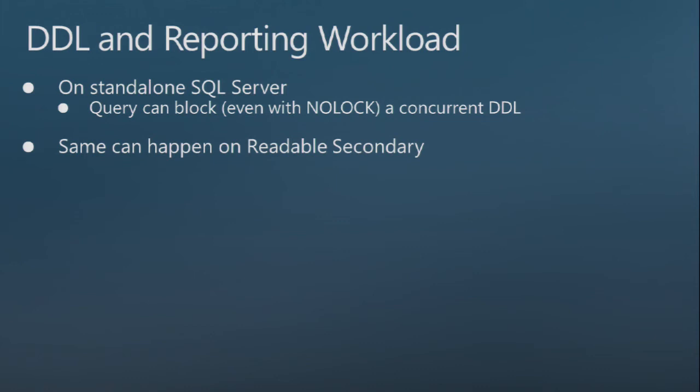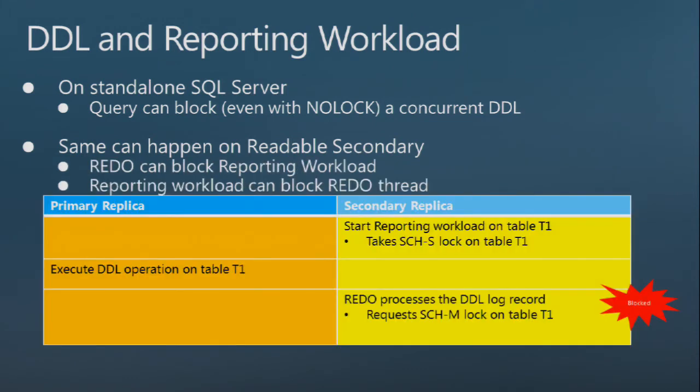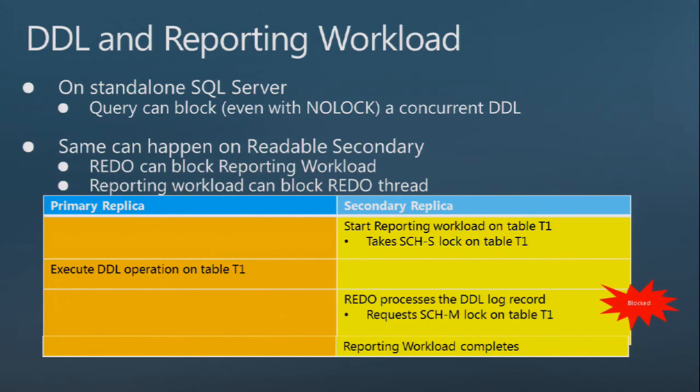And when this transaction log record comes to the secondary, the redo thread will process it. As I showed in the table here, the redo thread will process the DDL log record. It will try to get a schema modify lock, but it will block because the reporting workload has a schema stability lock. Once the reporting workload completes, the lock is released and your DDL transaction will be completed on the secondary. But the challenge here is, again, like the situation before, your redo thread is at the mercy of the reporting workload. It can get blocked for a long time. And as I said, this can be severe.